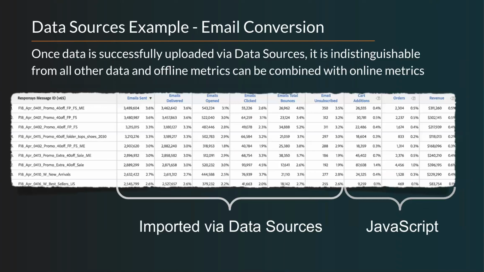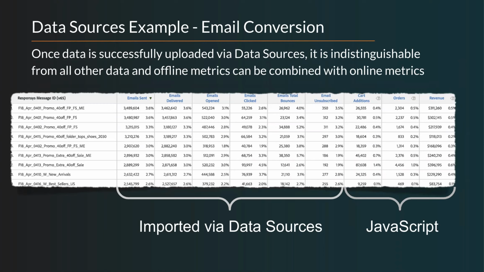Now, once you're done, what's really cool about data sources is that your users will really not, in many cases, know the difference between what was done in data sources and what was done in JavaScript. Here, I'm showing an example where I have an email ID eVar, a responses message ID. And that message ID makes sense with the stuff that happens at the far right that was populated in JavaScript, the stuff that happened online, maybe my cart additions, my orders, my revenue. I can easily break that down by the email that drove them.